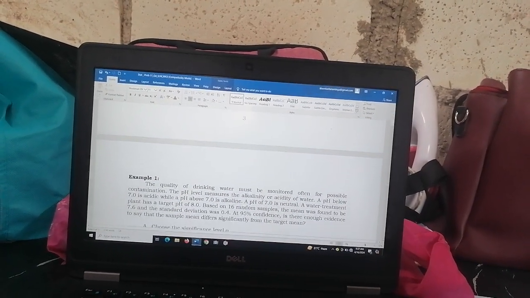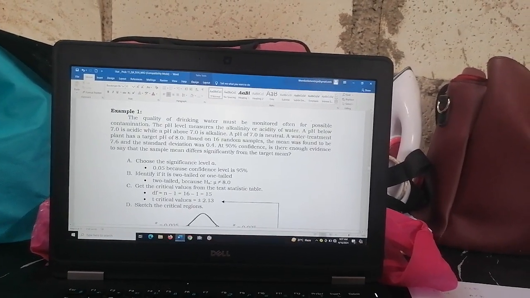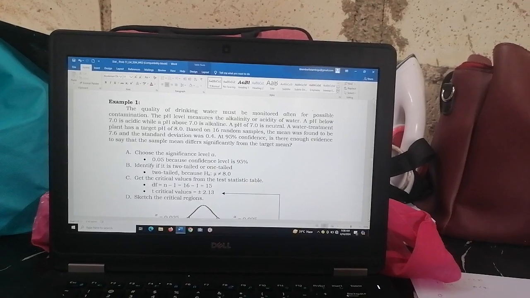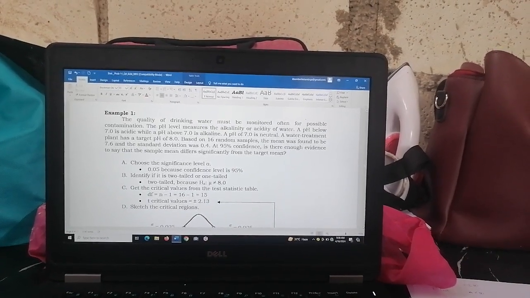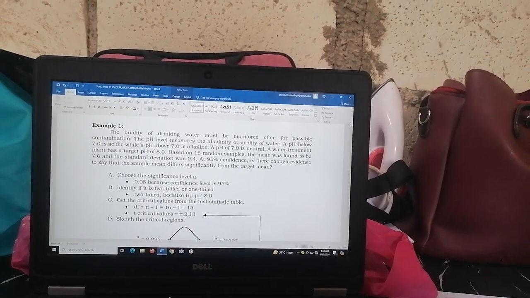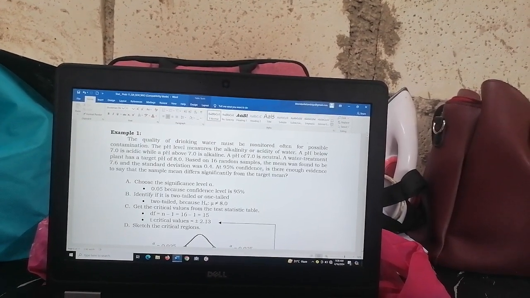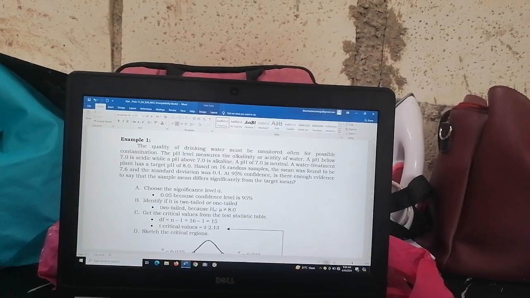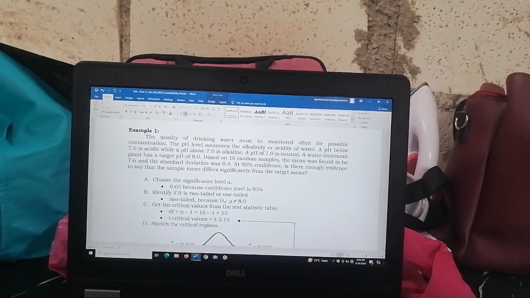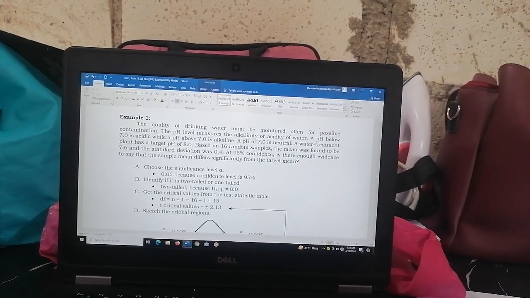Then for example number 1, the quality of drinking water must be monitored often for possible contamination. The pH level measures the alkalinity or acidity of water. A pH below 7 is acidic while a pH above 7 is alkaline. So a pH of 7 is neutral. A water treatment plant has a target pH of 8. Based on 16 random samples, the mean was found to be 7.6. The standard deviation was 0.4. At 95% confidence, is there enough evidence to say that the sample mean differs significantly from the target mean?